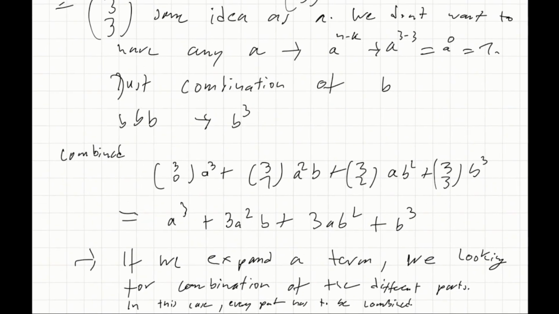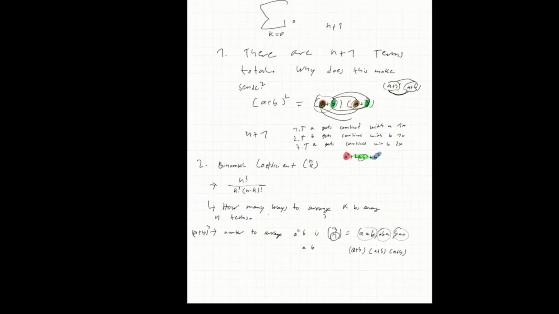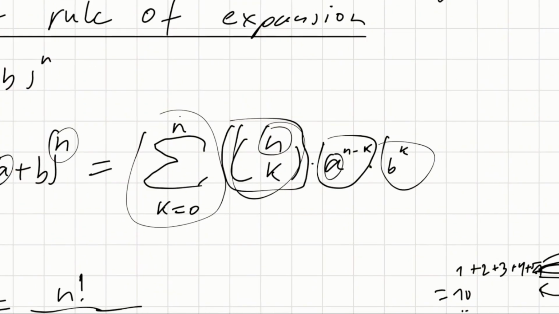So what can we conclude? If we combine terms with each other, we try to find combinations of the different parts. In this case, every part has to be combined. And that's it. I hope you understand why this binomial formula works. If you understood this principle once, you gain so much. I know it's long and it takes some time to really get it, but if you understand this, you understand so much about the logic behind combinations and algebra.